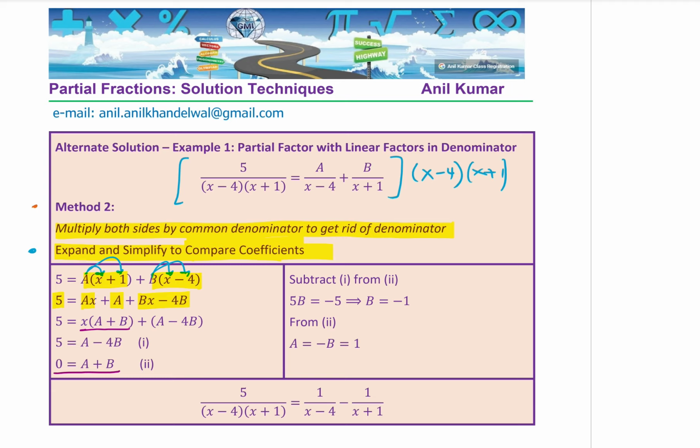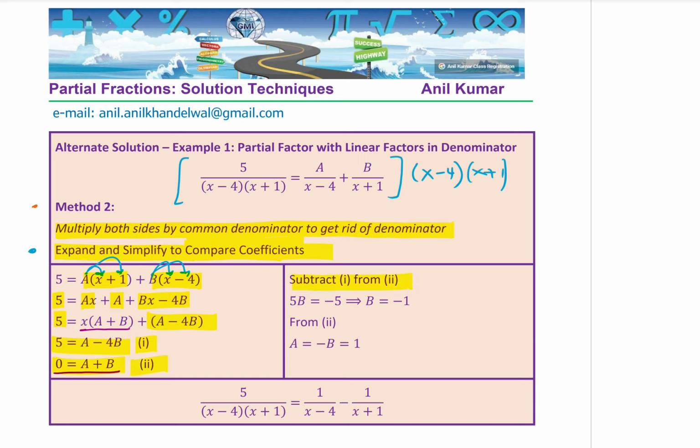constant. And that constant should be equal to what? Well, this constant should be equal to the constant term a minus 4b. So we equated 5 equals to a minus 4b and 0 equals to a plus b. So with that we get two equations. You can solve these simultaneous equations to get the value of a and b. In this case, fairly simple.